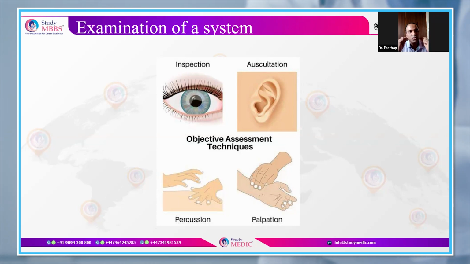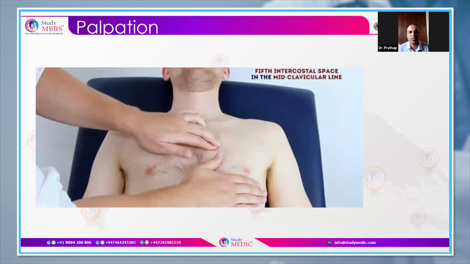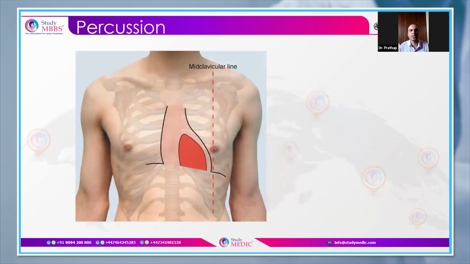Then we have to auscultate with the help of a stethoscope. We have to auscultate and see what area is normal heart sound and what area is abnormal heart sound, and what area is normal vesicular breath sounds and where it is abnormal breath sounds. So in inspection, with respect to the cardiovascular system, we have to inspect chest wall abnormalities, position of trachea, apex beat, any other pulsation in the heart, any dilated veins in the chest wall, any surgical scar which indicates previous surgery. So in palpation, we are palpating for the apex beat of the heart, which is in the left mid-clavicular line in the fifth intercostal space. You can get the apex beat.